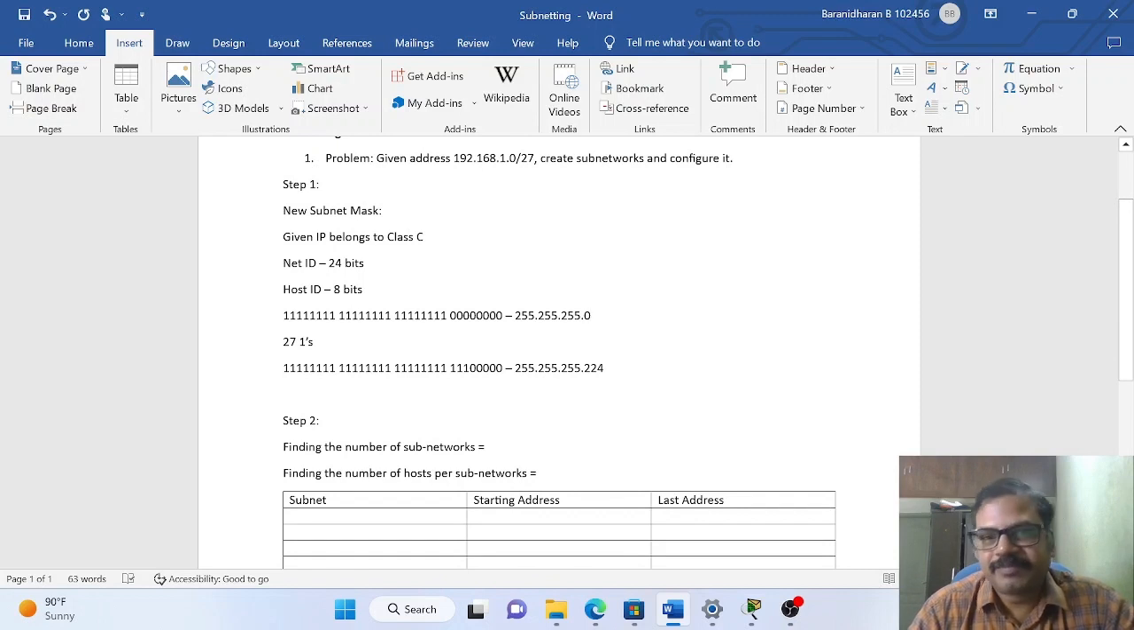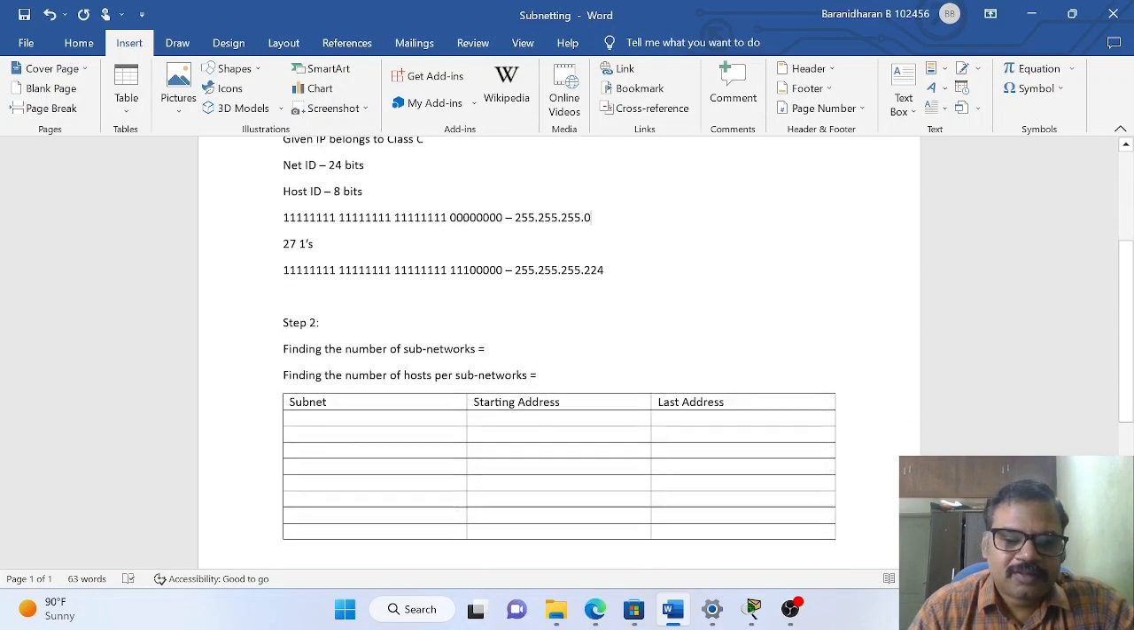So this is the first step. The first step is we have to calculate the new subnet mask. The next, we have to find how many subnetworks we can create and how many hosts can be part of each subnetwork. So when compared with the default subnet mask, how many bits we have changed, or how many bits we have borrowed from the host part to the net ID. The first 3 bits we have borrowed.